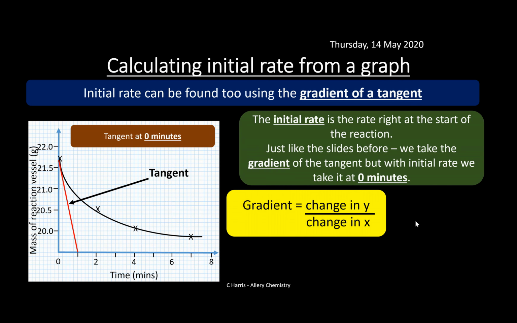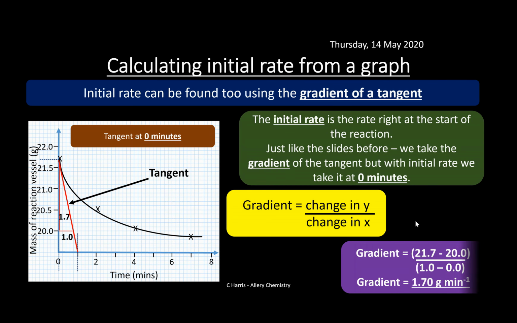And so the gradient is going to be change in y over change in x, just like we've done before. So let's work out the difference in y. It's going to be 1.7, and the change in x is going to be 1. If we put all the numbers into the equation, we get a gradient of 1.70, and this is grams per minute. Again, we know it's grams per minute because the y-axis is in grams and the x-axis is in minutes. It's fairly straightforward, but the only difference is we have to take it at 0 minutes because we're working out an initial rate.